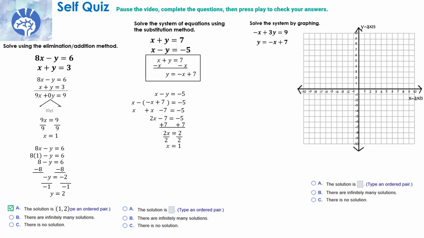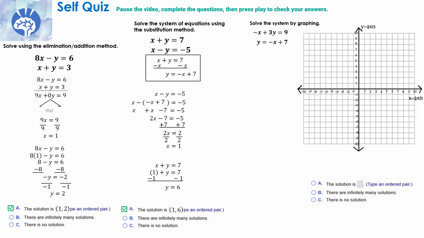Since I have x equal to a number, I know my answer is A. There's going to be a solution. And if there's going to be a solution, I have to find y. We're going to back substitute. It doesn't matter which equation you use. I decided to use the first one. I'm going to put 1 in for x. I'm going to subtract 1 from both sides, and y is 6. Our answer is A, and the solution is 1, 6, in parentheses.